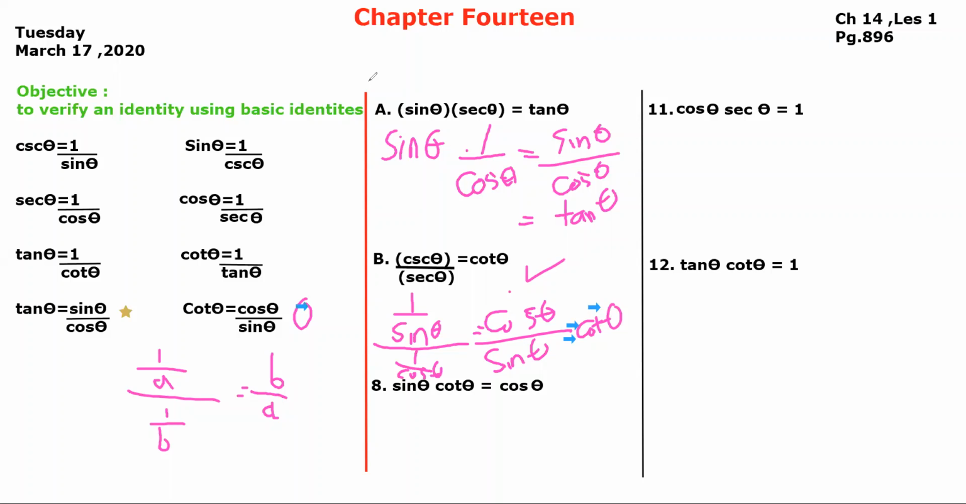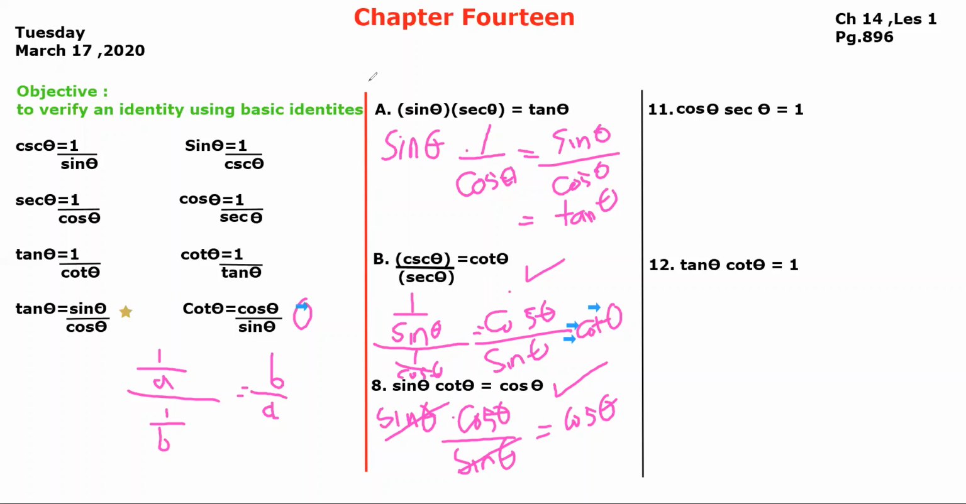Number 8 now in the practice and problem solving exercises, page 900. Sine times cotan equal cosine. Sine, keep it as sine. Now, cotan is 1 over tan, and also it is cosine over sine. Then, sine cancels sine. So the answer is cosine theta, which is what I want to verify.